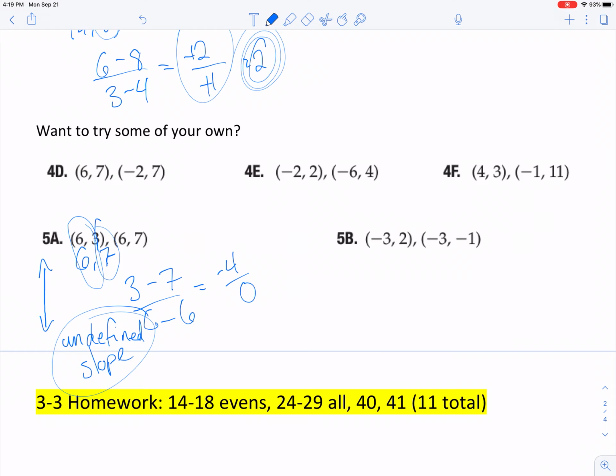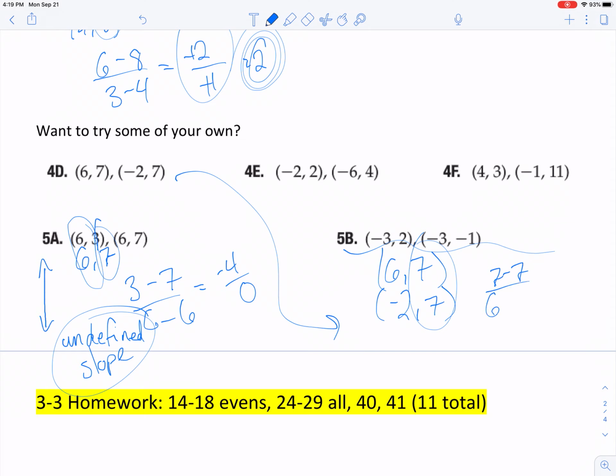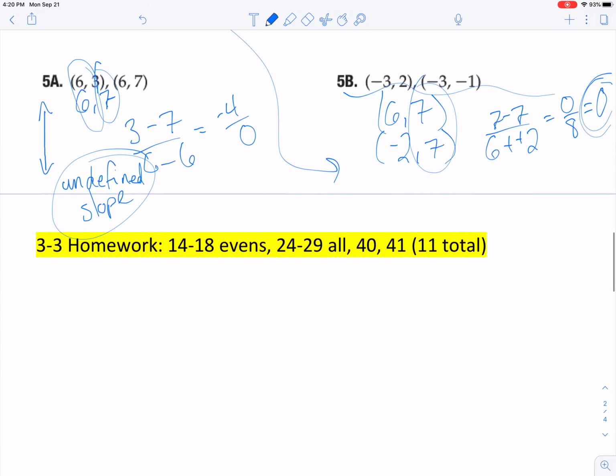Okay, let's try, I'm actually going to try 4D, but I got to pull over to the side here. So 6, 7, and negative 2, 7. So in this case, I'm going to do 7 minus 7, and 6 minus negative 2, which gives me double negative, so that's positive. 7 minus 7 is 0. 6 plus 2 is 8. 0 divided by 8, 0 divided by anything is 0. So my slope on that one is a nice happy 0. All right, it is going to be delta math with this one.